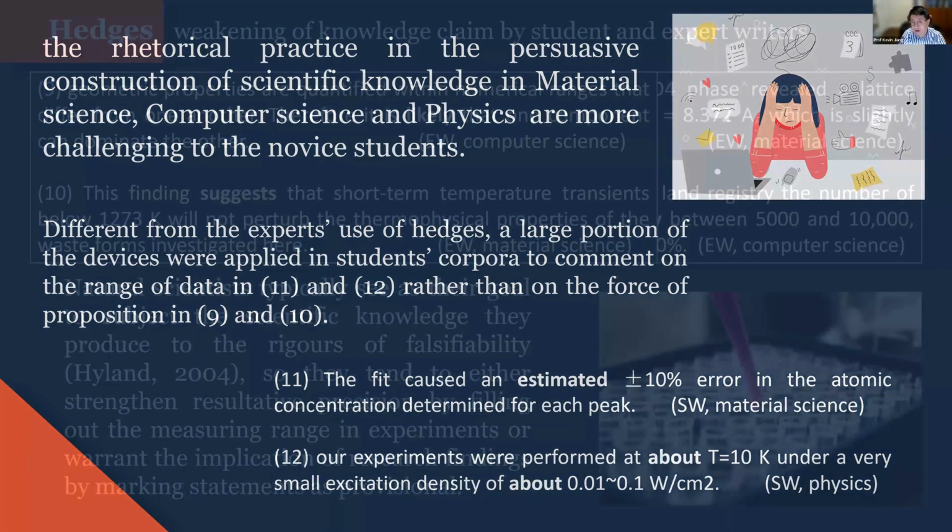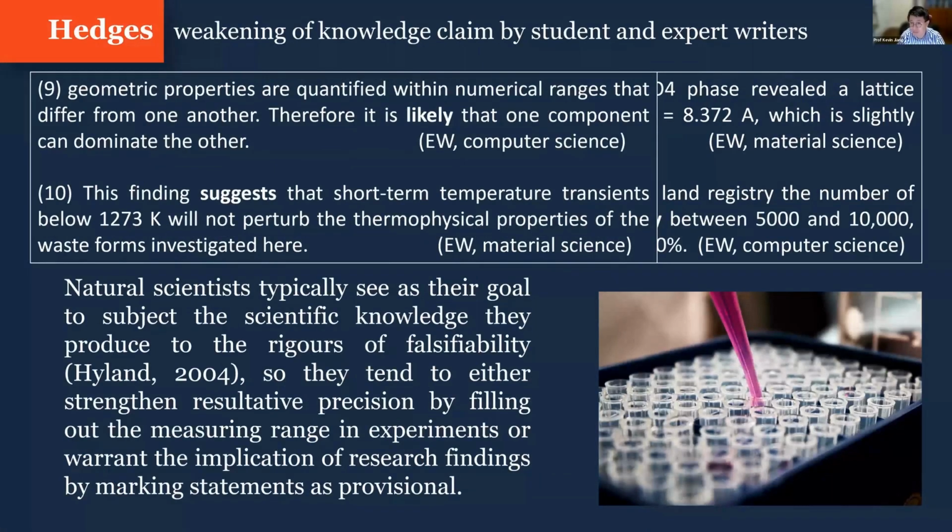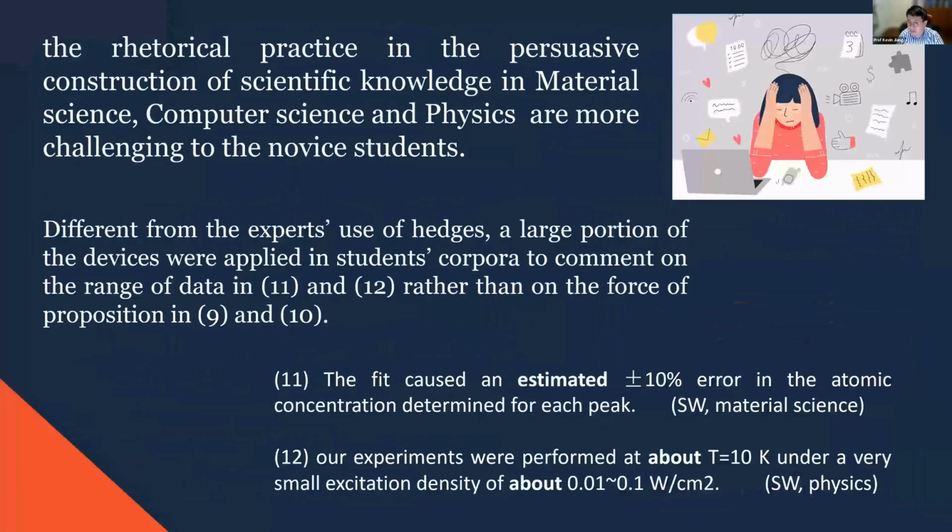So these examples are taken from expert texts. So in expert writing, experts tend to use hedges to comment on the range of arguments they make based on their results, but students tend to use hedges to comment on the data rather than the proposition, like 'estimated about'. So students tend to comment on data rather than a proposition. So it's a numerical use of hedges rather than a propositional use of hedges. So this is quite an interesting difference between students and expert writers.